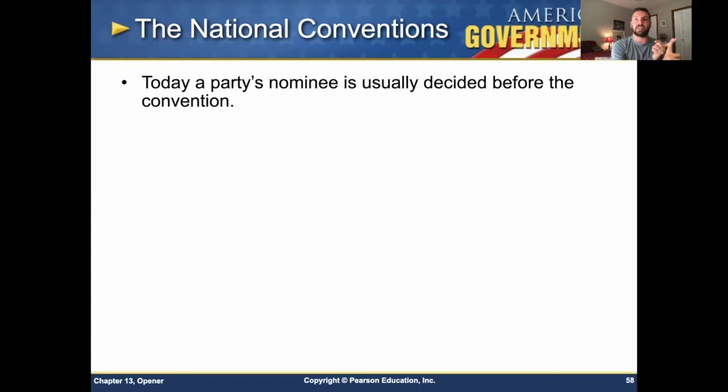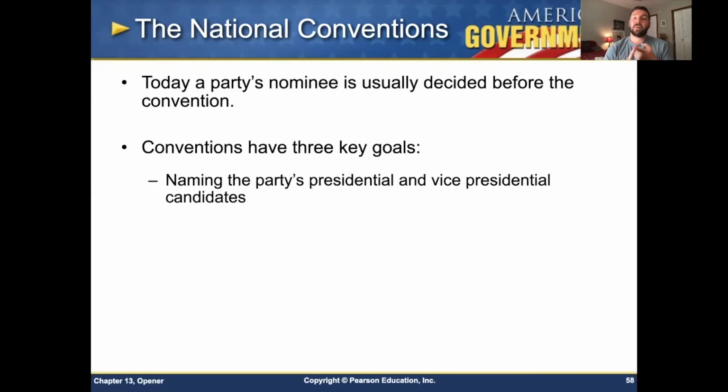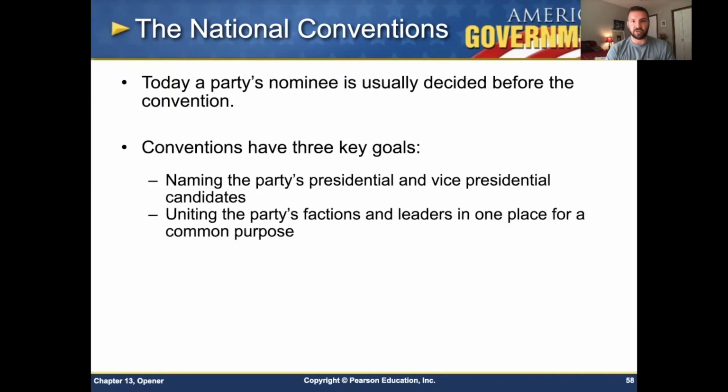For the Republicans, it's Trump, because he's a sitting incumbent president with another term of eligibility. And for the Democrats, it's going to be Vice President Joe Biden, who is the last one standing after all those folks have already dropped out. Conventions have 3 goals: number 1, naming the party's presidential and vice presidential candidates. And even though we're already going to know, you've got to make it official.